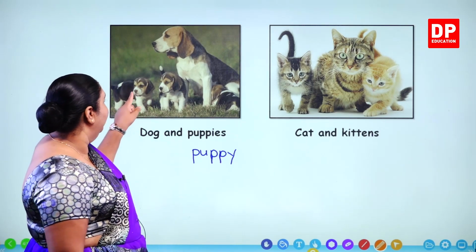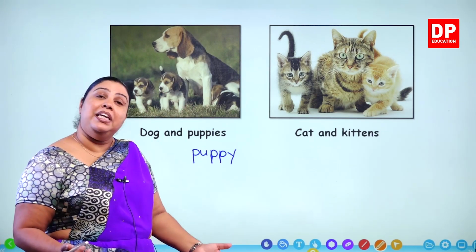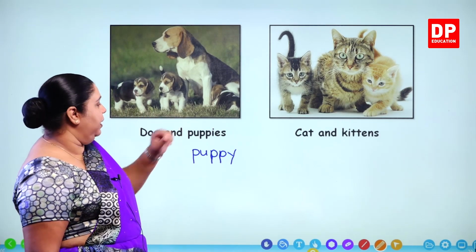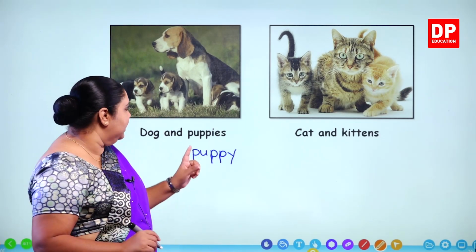Can you see? 1, 2, 3. So we say puppies. Dog and puppies. But if we have only one, we say puppy.